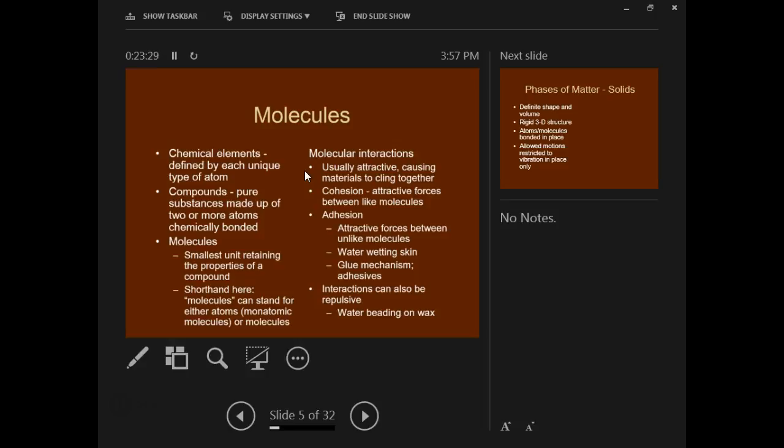All right, molecules. Smallest unit retaining the properties of a compound, whereas atom would be the smallest unit retaining the properties of an element. Okay? Now, this is sort of an example. Compound is a macroscopic term. Salt, you know, things like that, macroscopic. Okay, the molecules, microscopic. I mean submicroscopic.